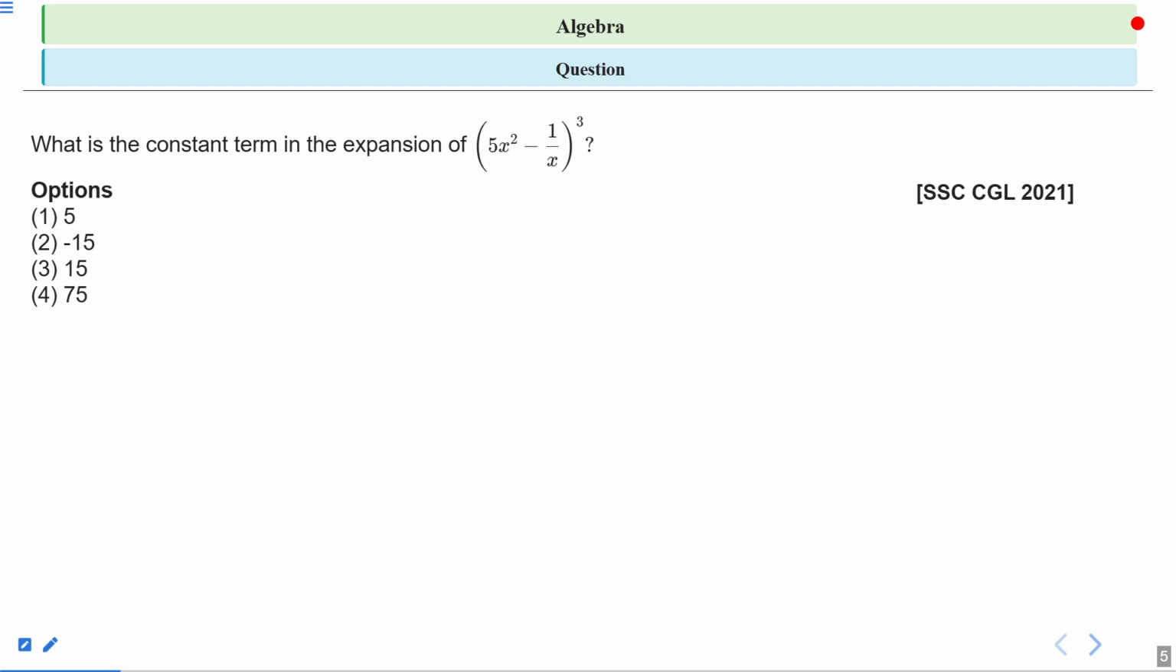What is the constant term in the expansion of (5x square minus 1 upon x) whole cube? This question was asked in the SSC CGL exam 2021. There are four options: first is 5, second is minus 15, third is 15, and fourth is 75. Now you have 10 seconds to analyze the question. Your time starts now.